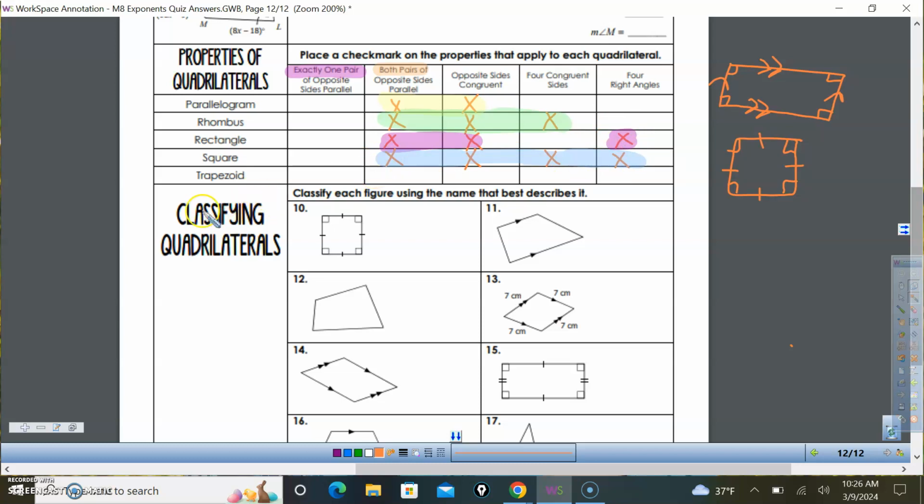A square is a rectangle. A square is a rhombus. A square is a parallelogram.